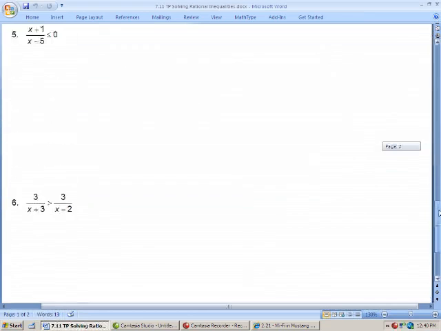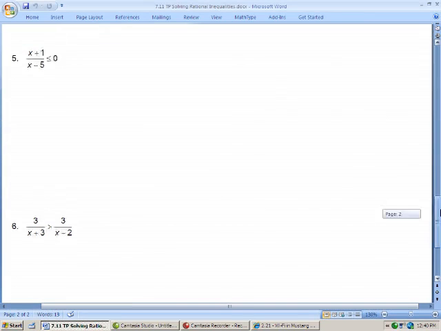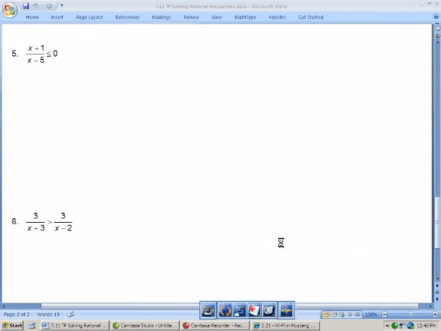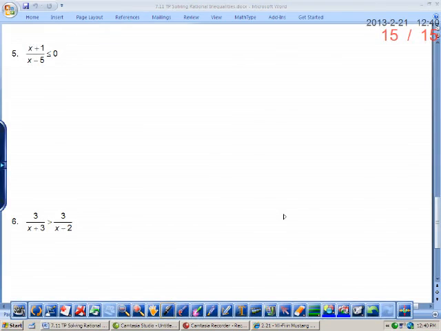I'm skipping my number 4. You are welcome to write this as a number 4, but this one I want you to try on your own. x plus 1 over x minus 5 is less than or equal to 0. Try this one on your own.